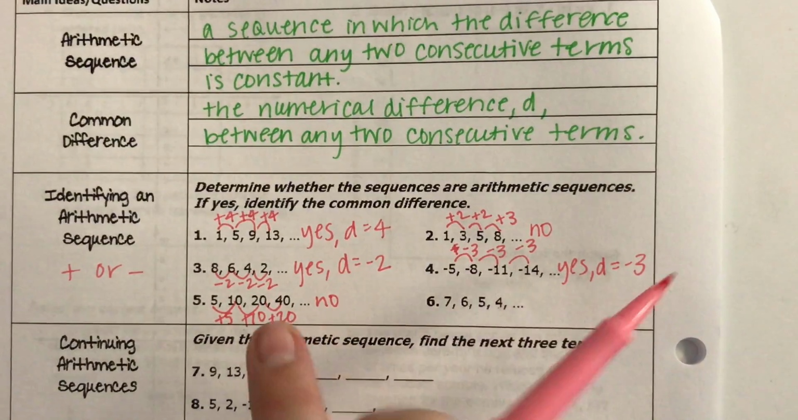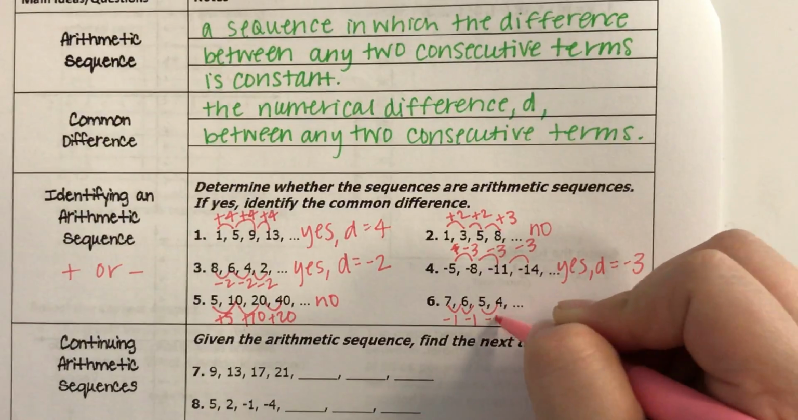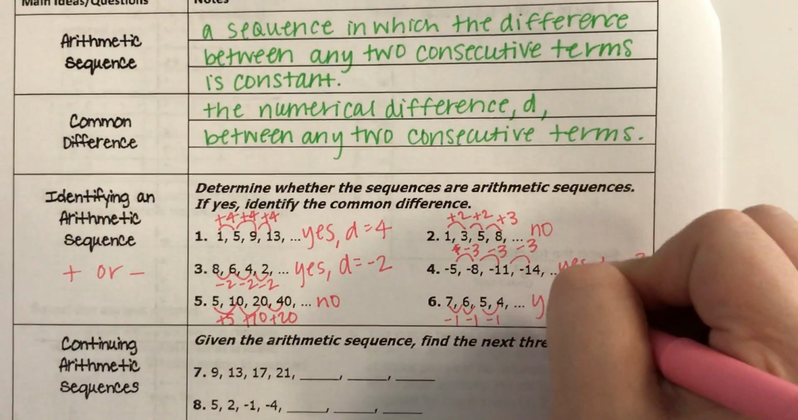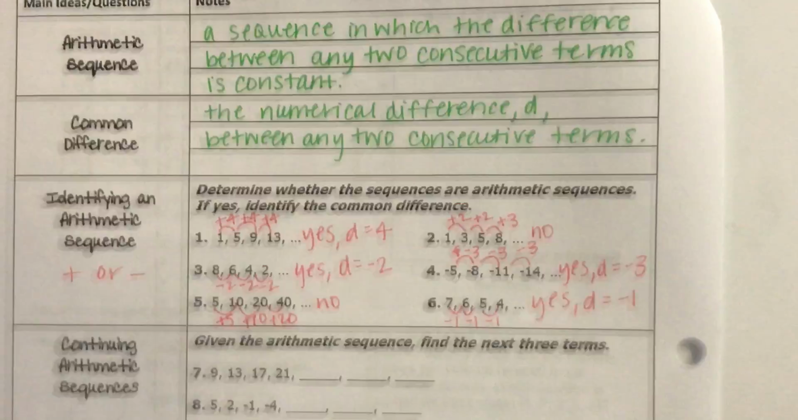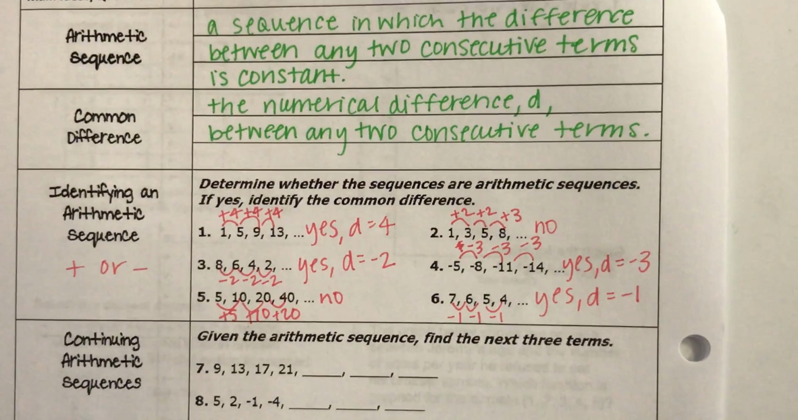Okay, so no. Okay, this one we're going -1, -1, -1. Yes, the difference is -1. Okay, and I'll talk about continuing arithmetic sequences in the next video.